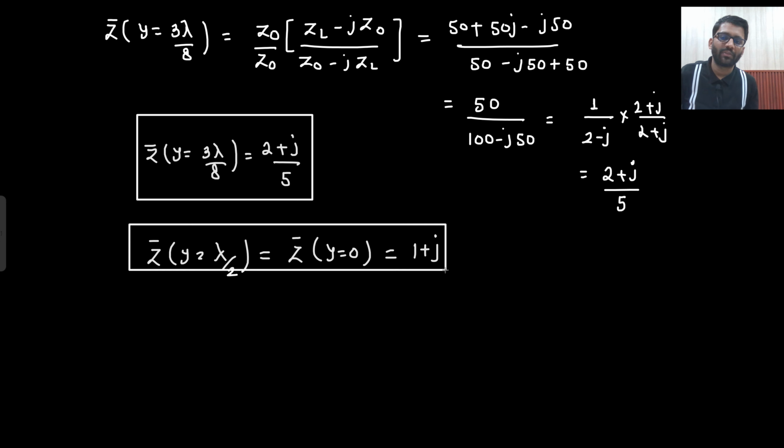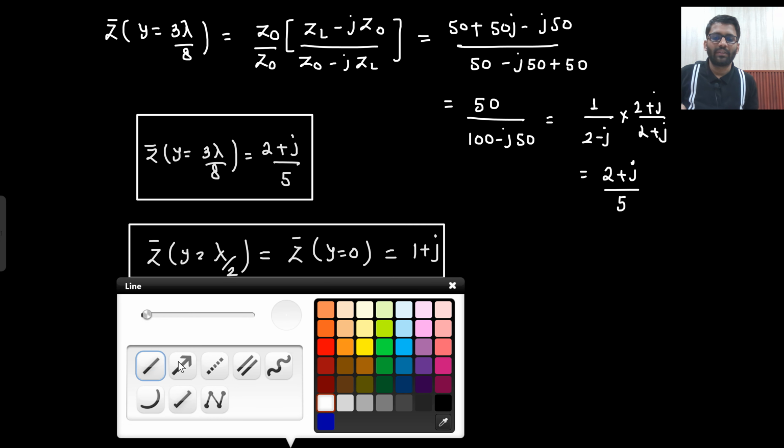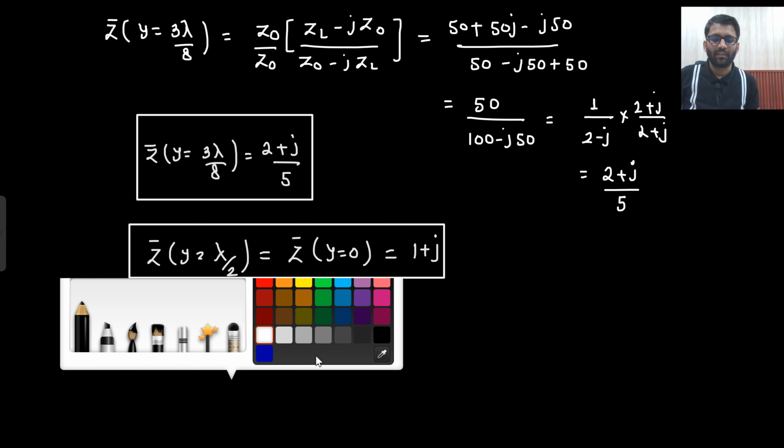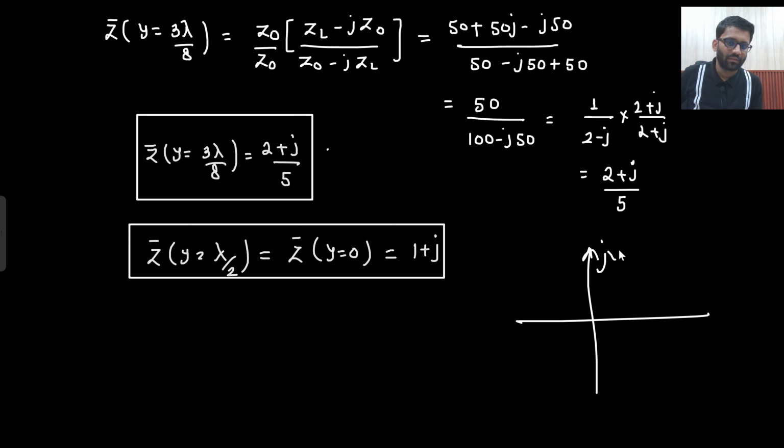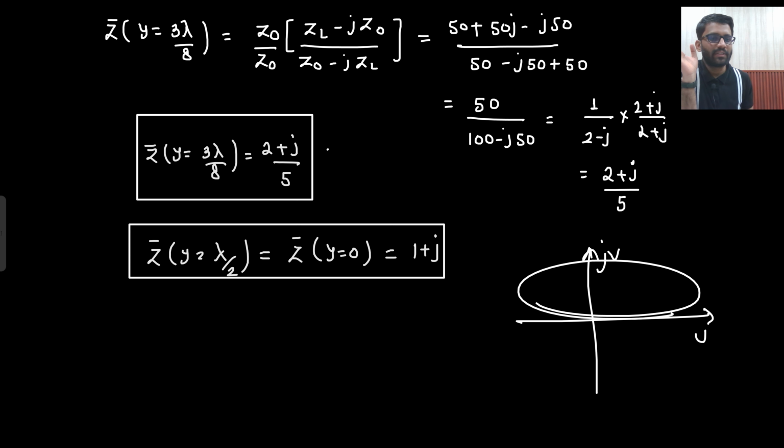Now, if you show them on the Smith chart, what will you get to know? Just talking about the Smith chart, if this is your Smith chart, with jV and U, this 3 lambda by 8 will come somewhere here. Why is that so? You do not know whether it will come here or here. I am not sure, but certainly I can tell that it will be on the upper side because this load is inductive, complex inductive. What about this one? This will also come on the upper side.